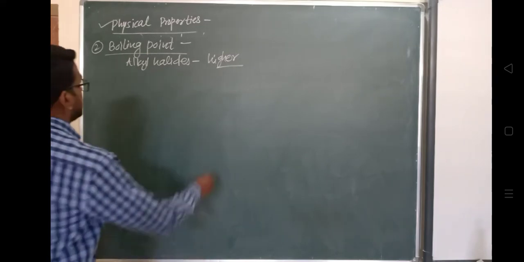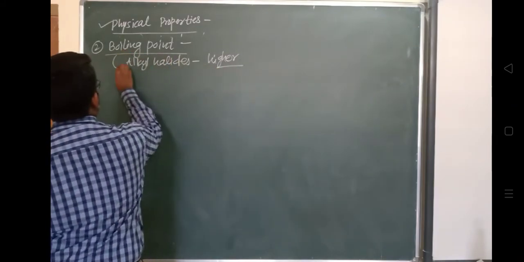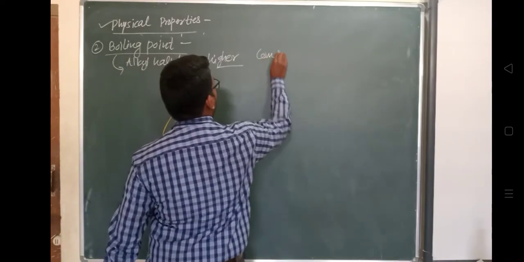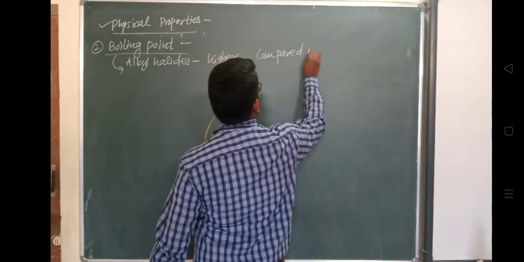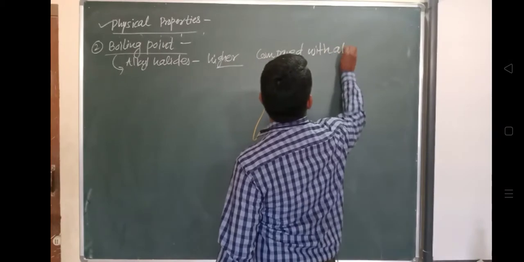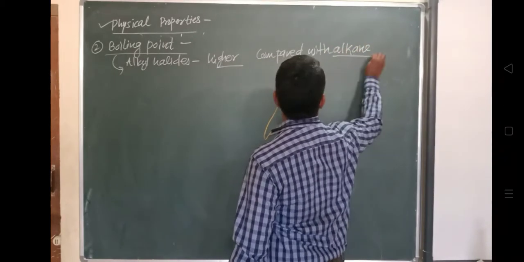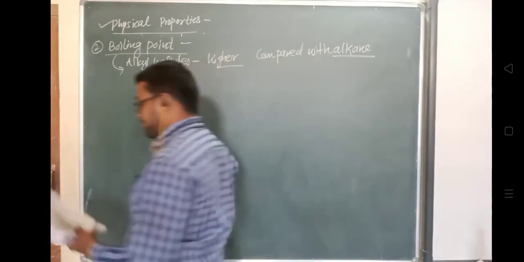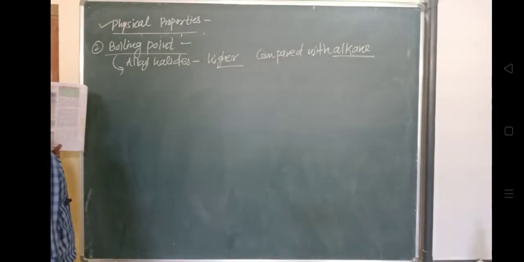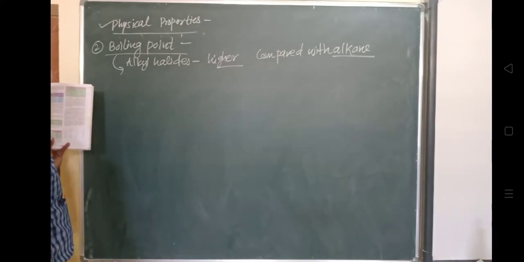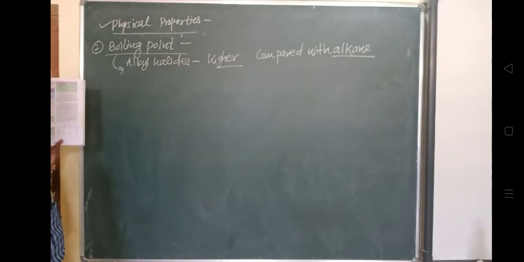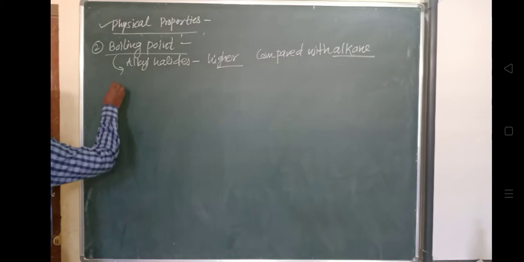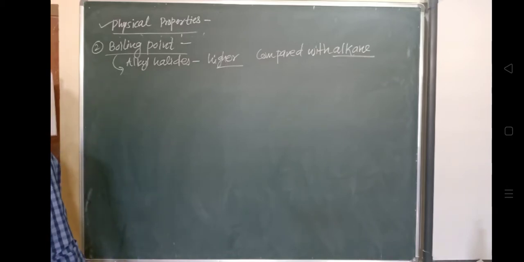So these alkyl halides, their boiling point will be higher compared with alkanes, because they are polar compounds. Firstly, an alkyl halide forms a polar compound, because of higher polarity and higher molecular mass. So within alkyl halides, for a given alkyl group, the boiling point increases with increasing atomic mass.